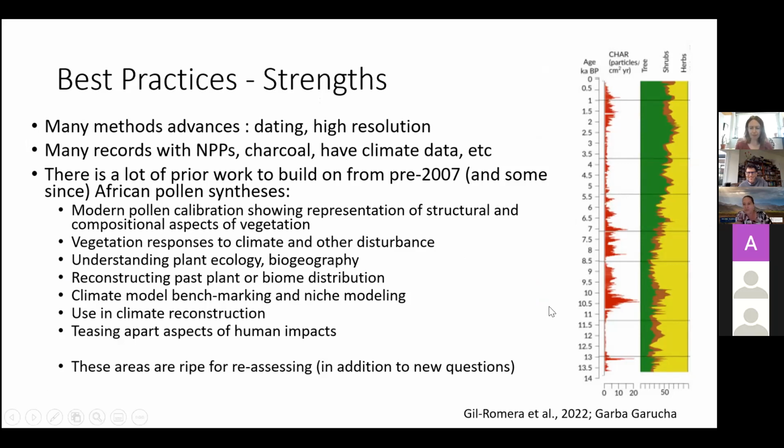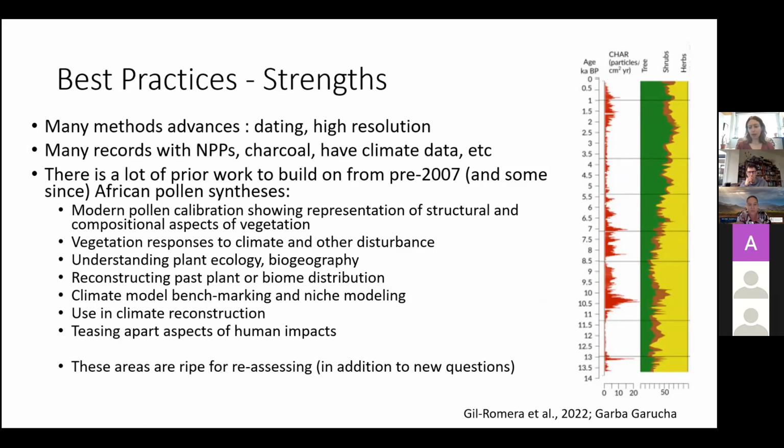Thank you. Okay. So this is an example of a new pollen record that's now a part of the African Pollen Database. And this paper was published as a part of our special issue from Ethiopia. And you can see it's a record that covers about the last 14,000 years. Extremely high temporal resolution in the pollen sampling, as well as in the chronology.